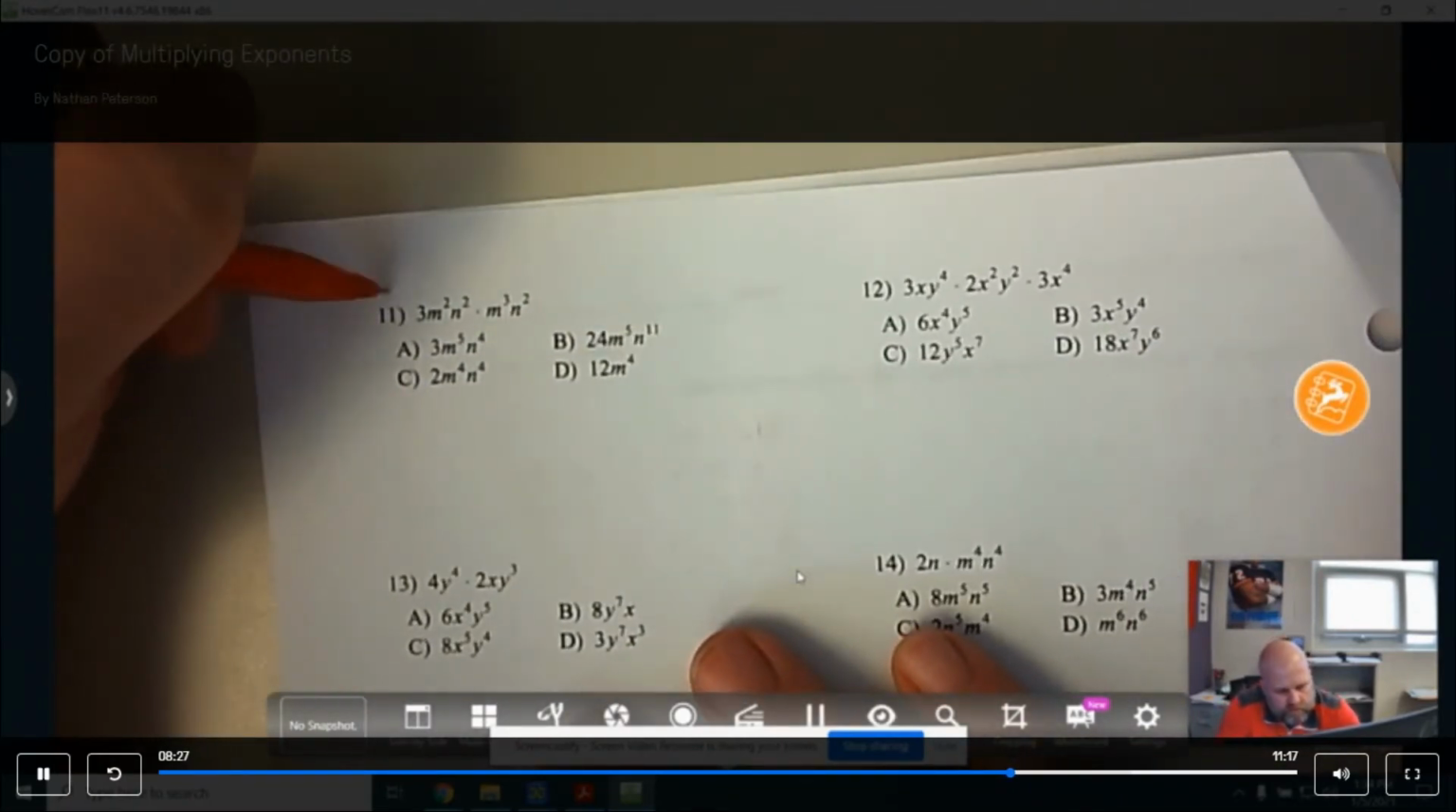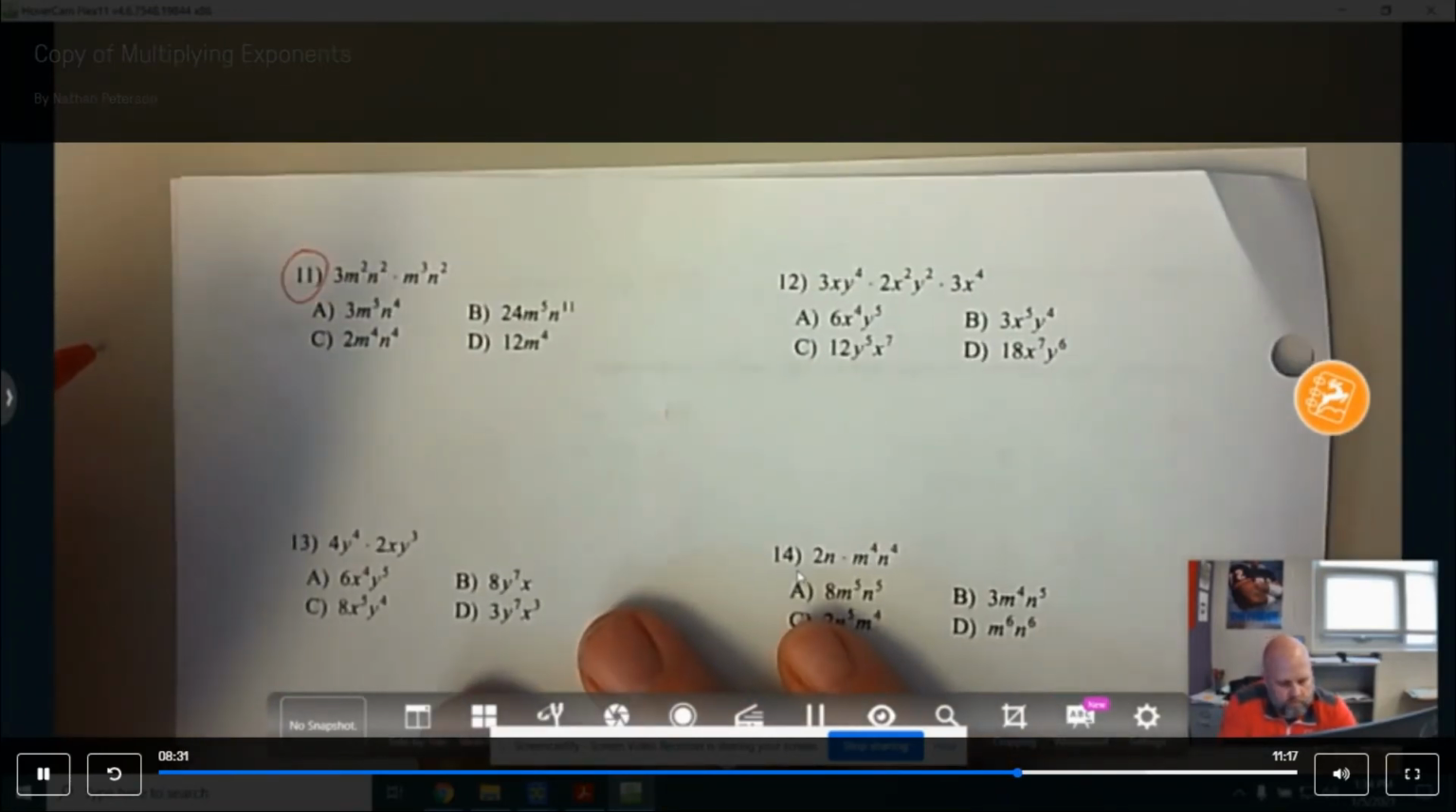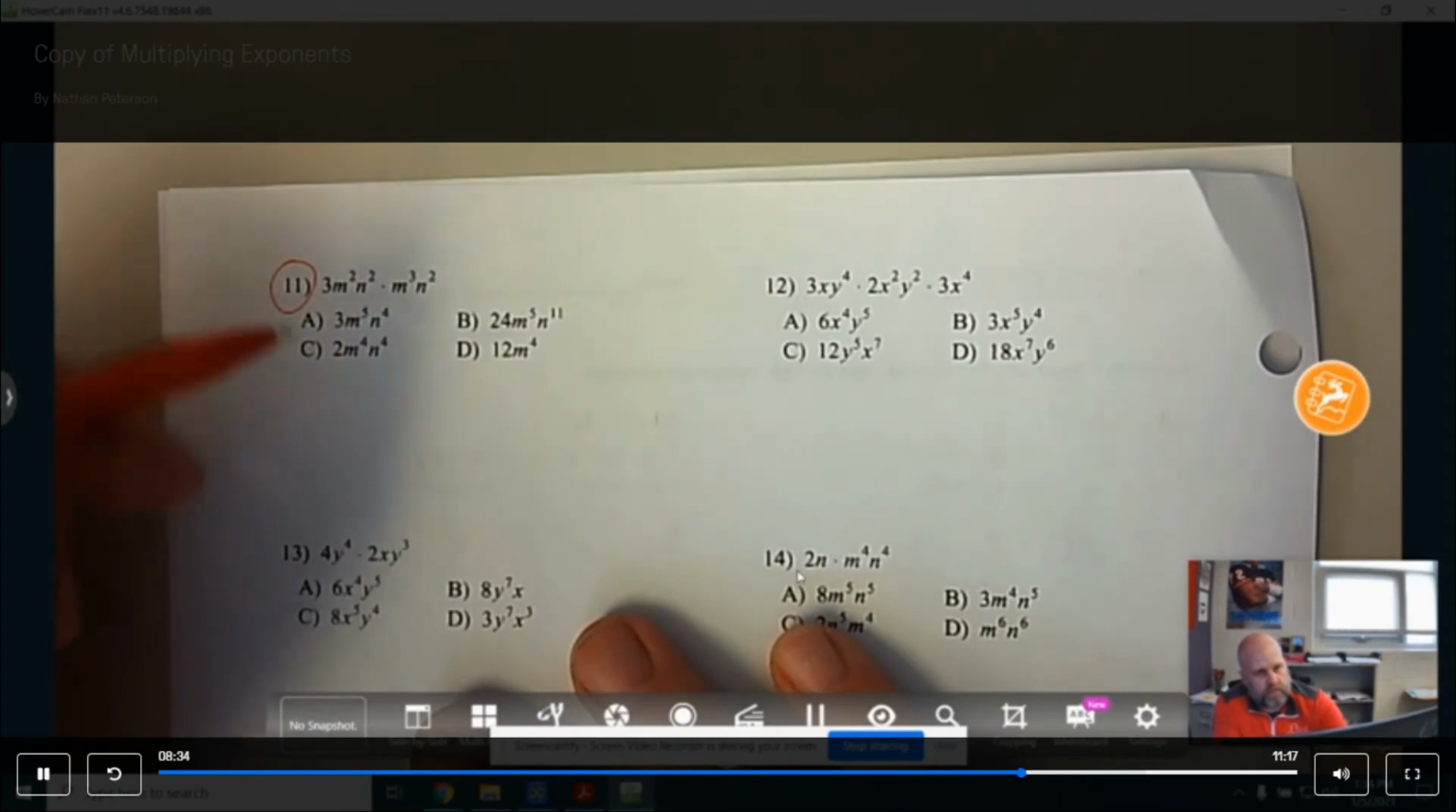Okay, you can turn to page 72, the back side. And why don't you guys do number 11? Okay, looking at number 12 now.